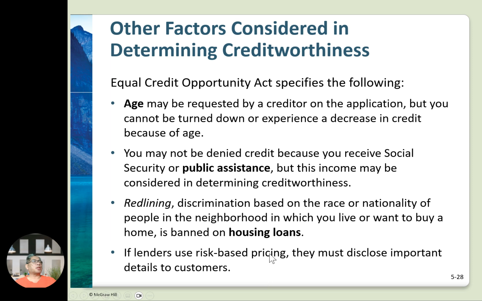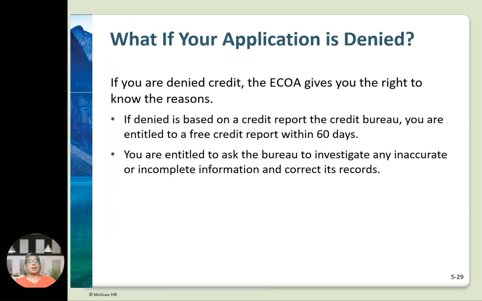If the lender uses risk-based pricing, they must disclose important details to customers. Okay? What if your application is denied? If you are denied credit, the ECOA gives you the right to know the reason. If denied based on the credit report from a credit bureau, you are entitled to a free credit report within 60 days. You are entitled to ask the credit bureau to investigate any incorrect information to correct your records.